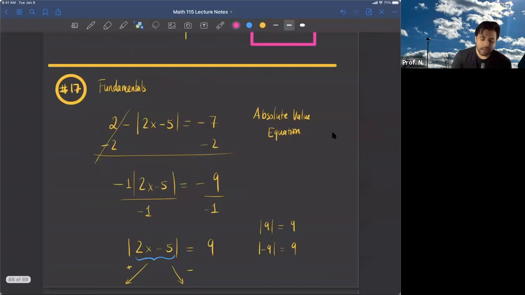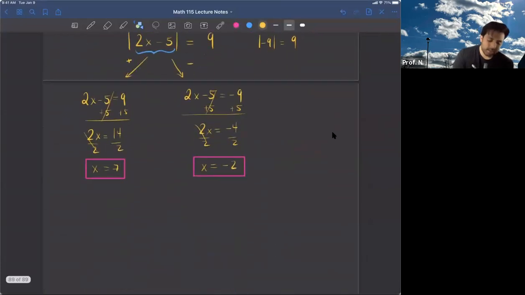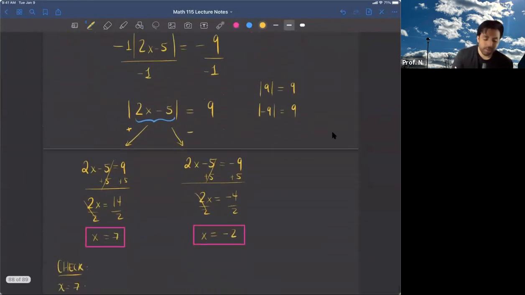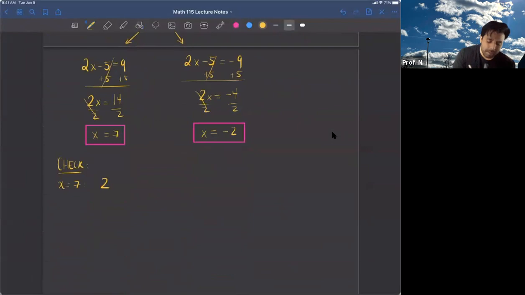And then what I should do after I get this is I should check, just in case. You always want to check your answers, always. So x equals 7, I want to check my answers in the original equation, which would be 2 minus the absolute value of 2 times, in parentheses, 7, minus 5. Does this equal negative 7? This would be 2 minus the absolute value of 14 minus 5.